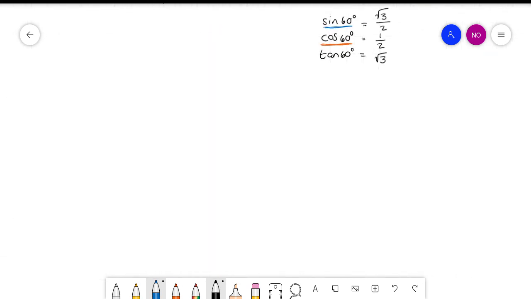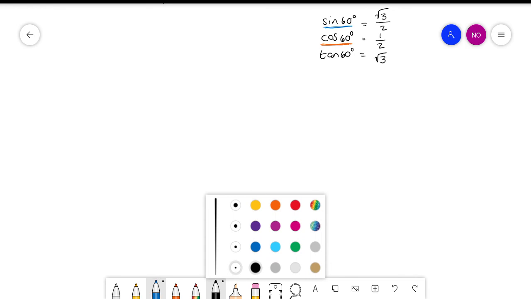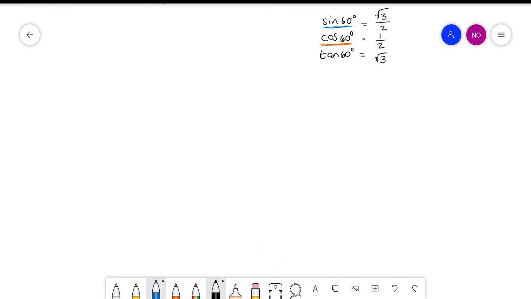So, let's apply these. I'm on exercise 13, page 153.